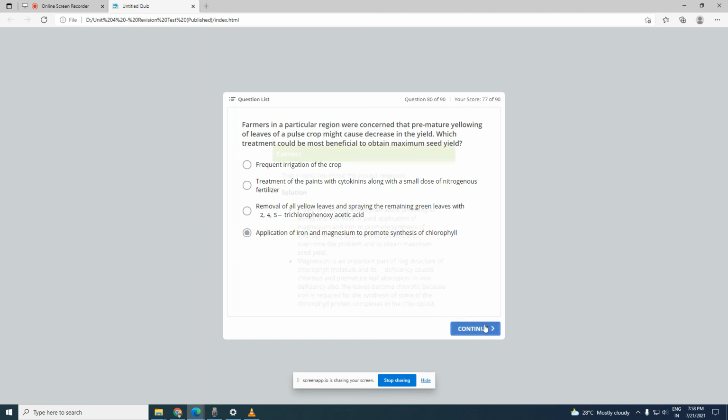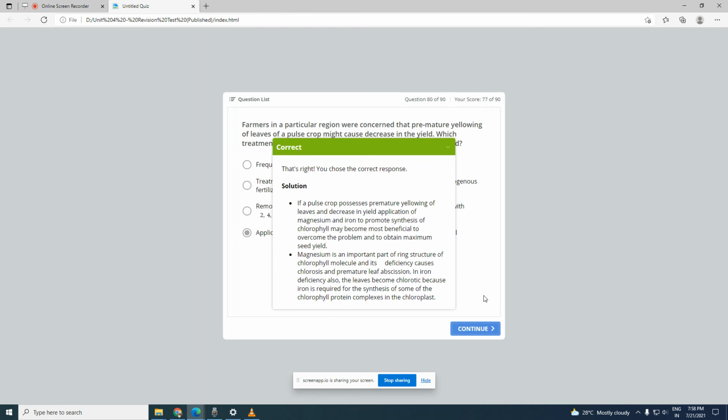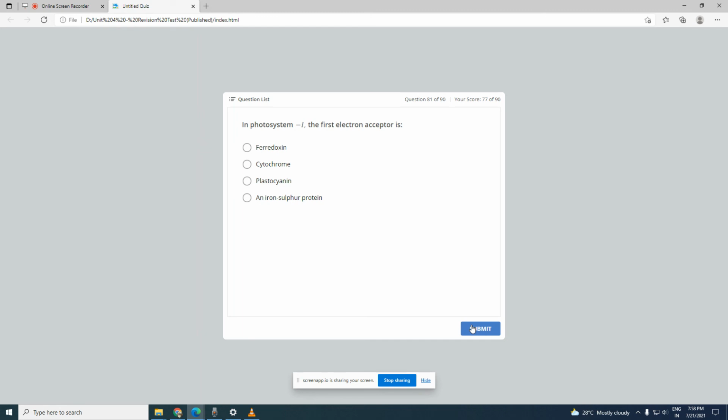Application of the iron and magnesium to promote the synthesis of chlorophyll, that is the right answer. Go to the next question, 81. In photosystem 1, the first electron acceptor is ferredoxin, cytochrome, plastocyanin, or iron sulfur protein. Iron sulfur protein is the right answer.